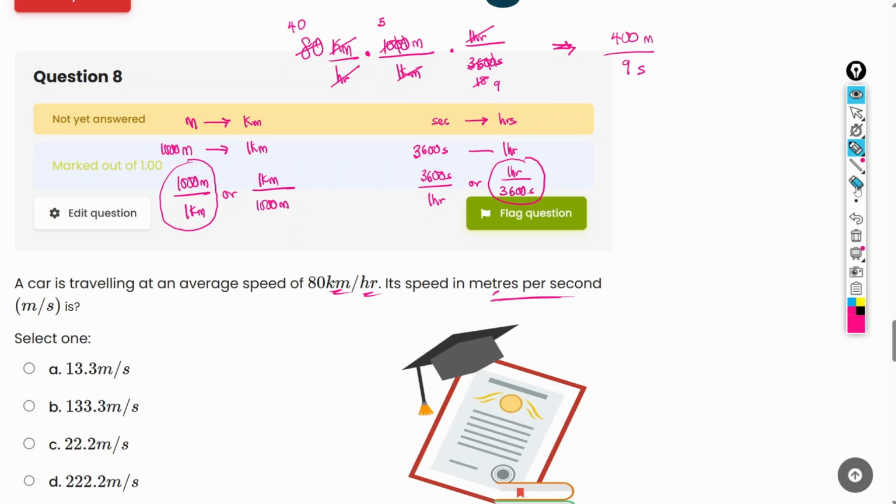Sorry, that's 200 meters, my bad. 40 times 5 is 200. So 200 meters over 9 seconds, which will give me 22.2 meters per second.